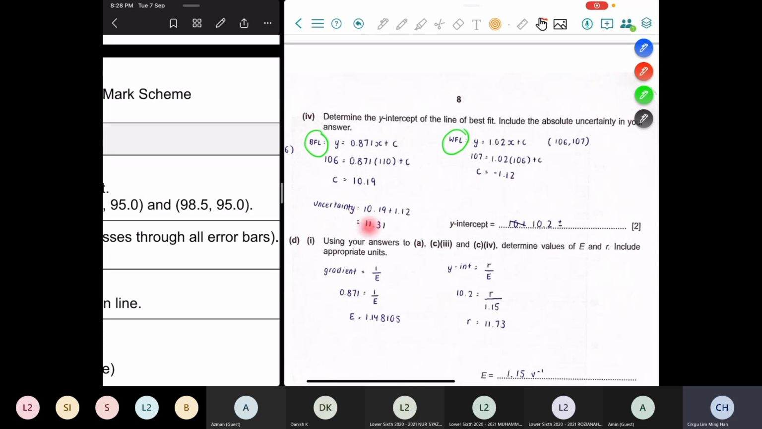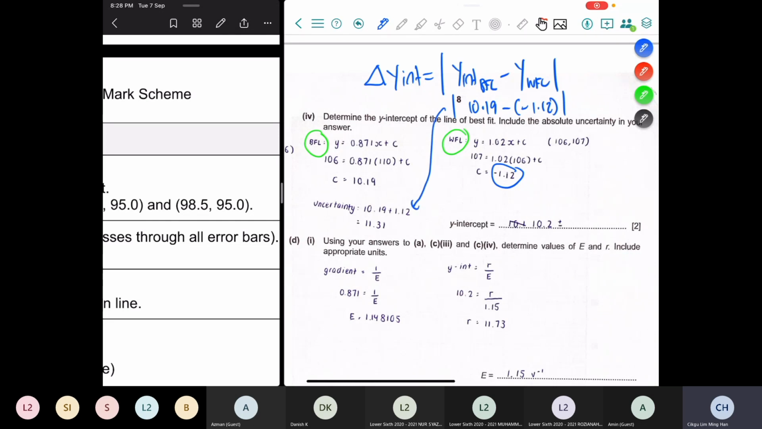So what happened is the uncertainty will be, remember you have to deduct them. Remember, y-intercept uncertainty is the modulus of the y-intercept for the best fit line minus the y-intercept for the worst fit line. So for this case, it should be 10.19 minus, because this is a minus, so it has to become minus 1.12 modulus. That's why she had this 11.3.